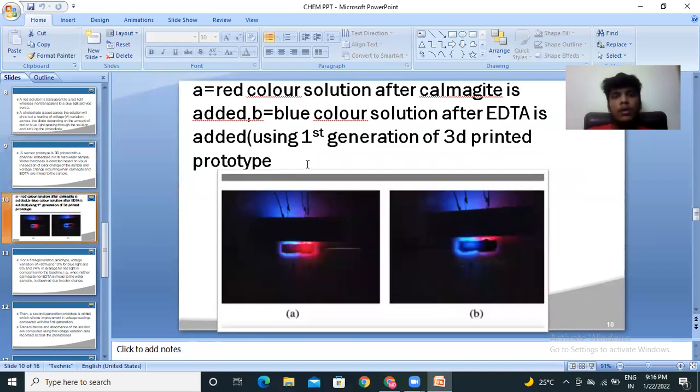Here in this picture you can see the red color solution after calmagite is added. When calmagite is added to the solution of magnesium and calcium, it gives a wine red color, as we discussed in the previous slide. Then, when EDTA is added to the calcium and magnesium solution, it gives a blue color. This is the first generation 3D printed prototype. Now we'll move to the next slide.